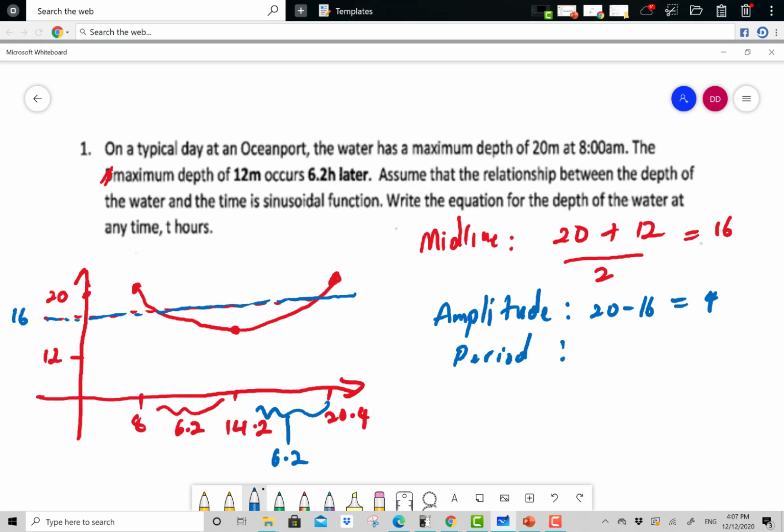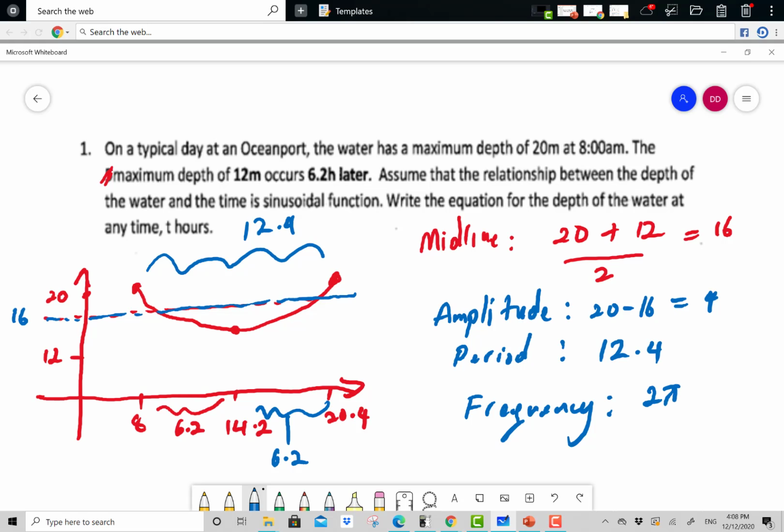So my period is going to be the distance covered right here, which is simply 12.4. Now I need to figure out the frequency. To figure out the frequency, I realize that 12.4 is the period. So the frequency is going to be 2π divided by 12.4.